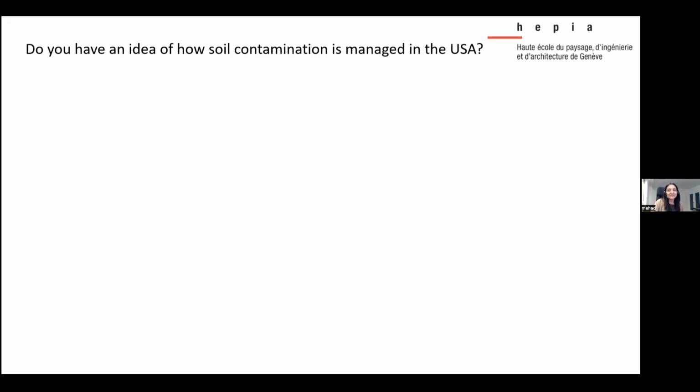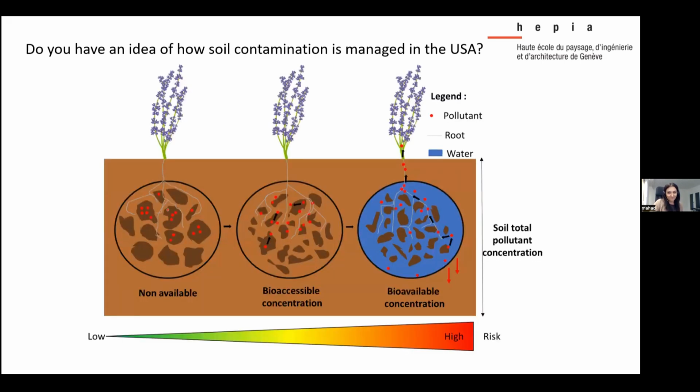Okay, so soil contamination, I will go with these figures. Soil contamination in the United States is managed using a risk-based decision-making process. In other words, we don't ask how much soil contamination can be cleaned, and instead we ask how much contamination can safely stay in place. So I will show this figure.